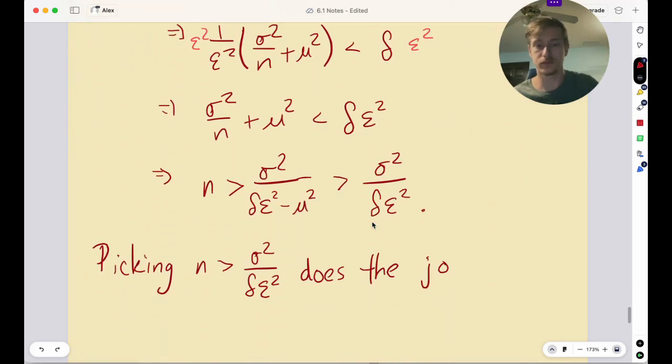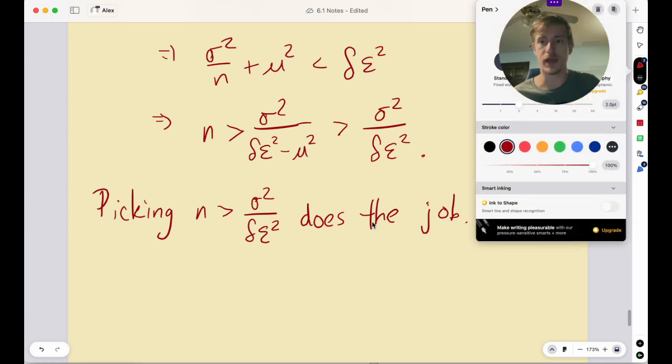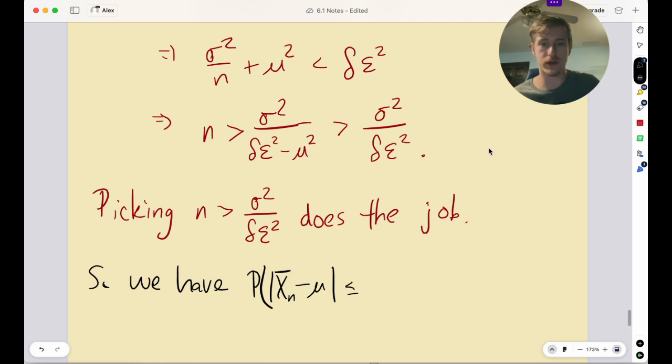Okay, so what I am going to do is summarize a couple of things. What we have by the weak law of large numbers is that the probability that the difference between the sample mean and the actual mean is less than or equal to your epsilon is greater than 1 minus delta.